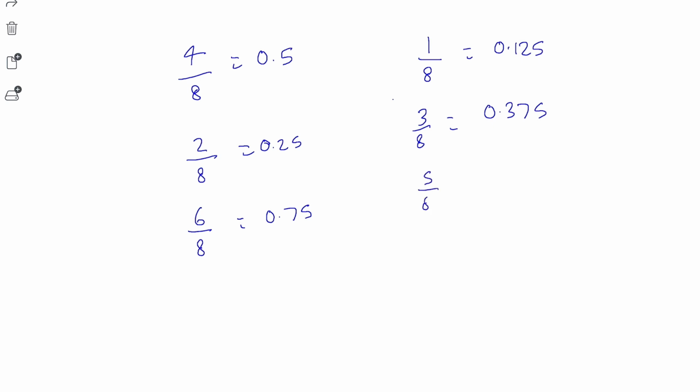5 over 8 would be 0.5 plus the 0.125, that would be 0.625. 7 over 8 would be 0.875. So now we have the building blocks here. So anytime we divide a number by 8, let's say the number was 9 divided by 8, we'd have 1 and 1/8 left over. So the answer would be 1.125.